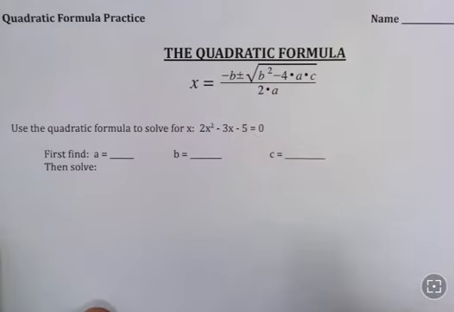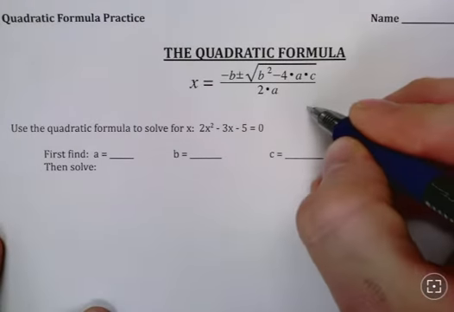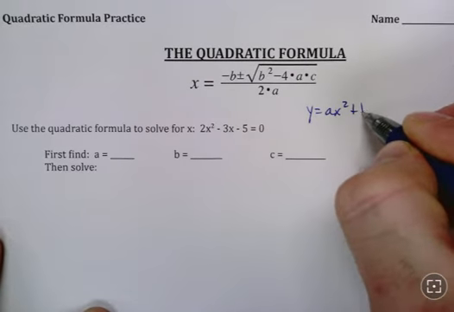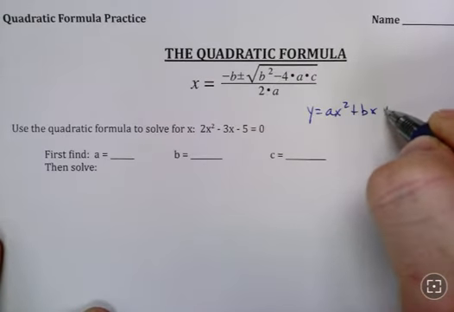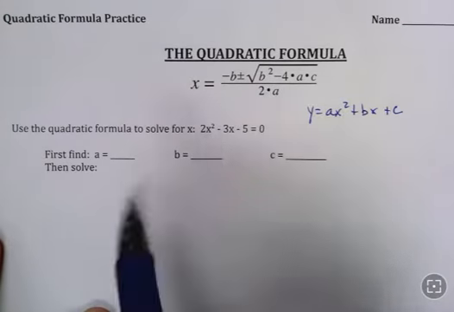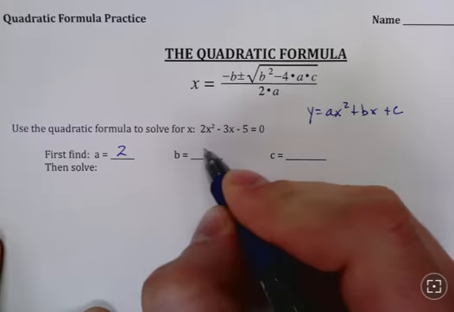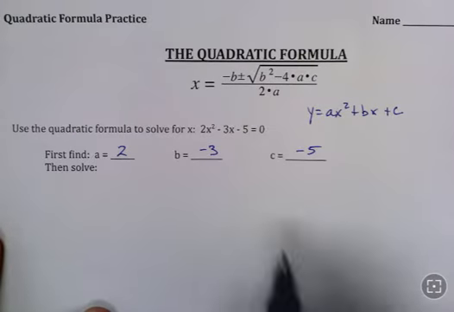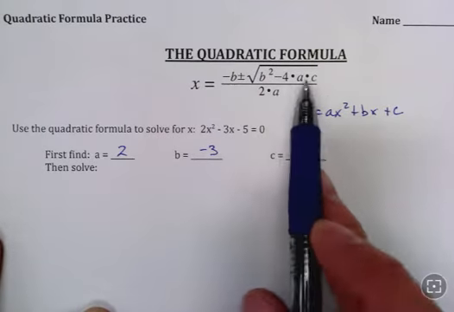That all come from your standard form of the equation. Remember, the standard form of the equation is y equals ax squared plus bx plus c. So that means that my a value is 2, my b value is -3, and my c value is -5. Once you get that information, you just plug all those values in here.